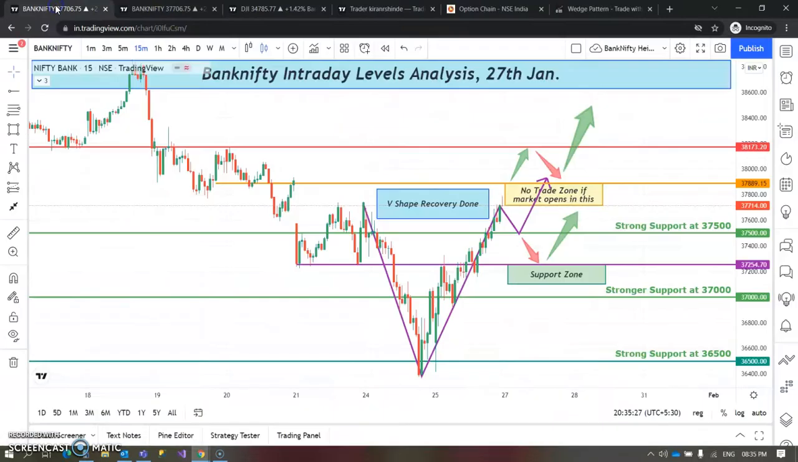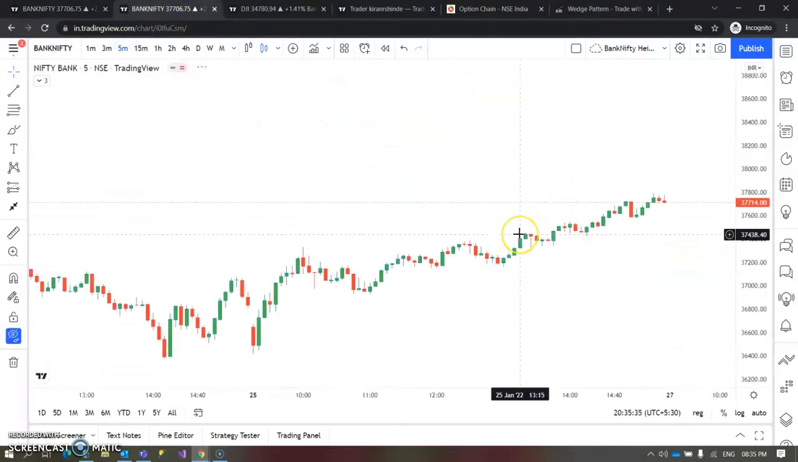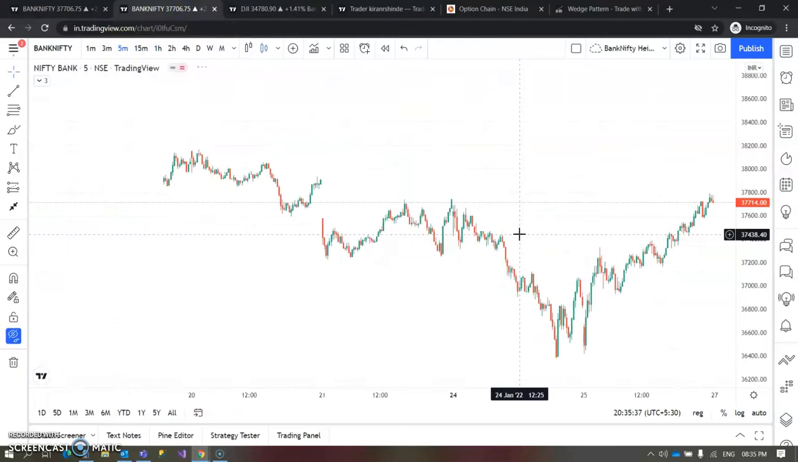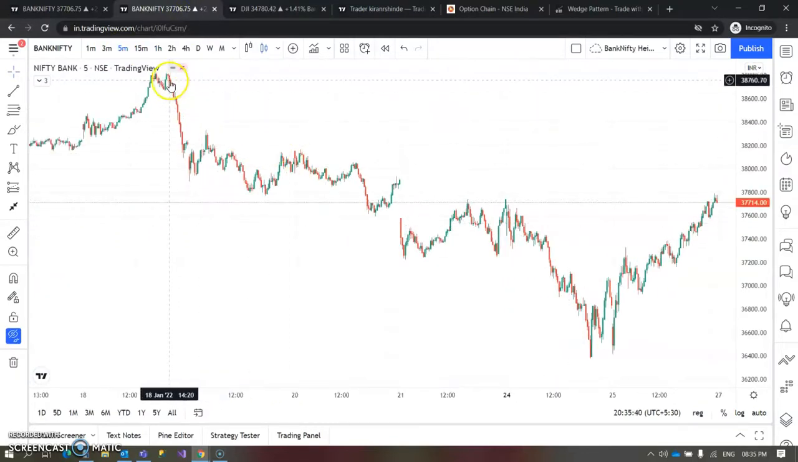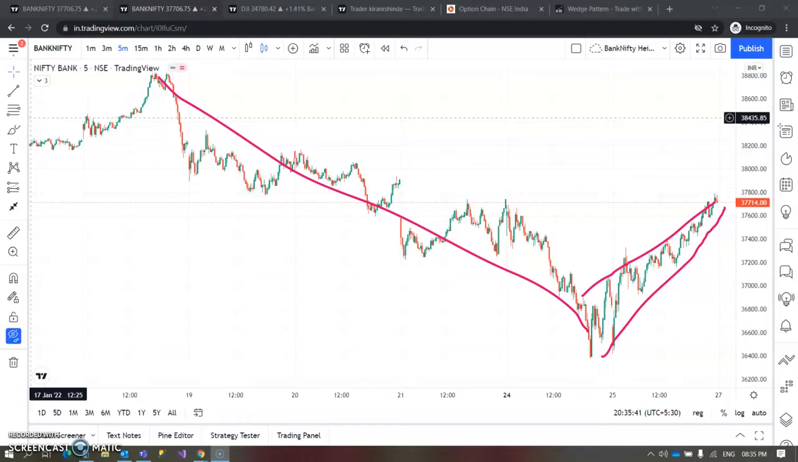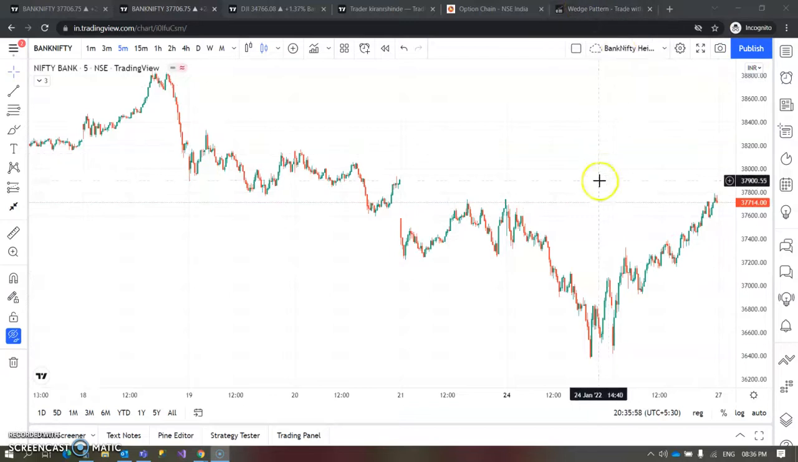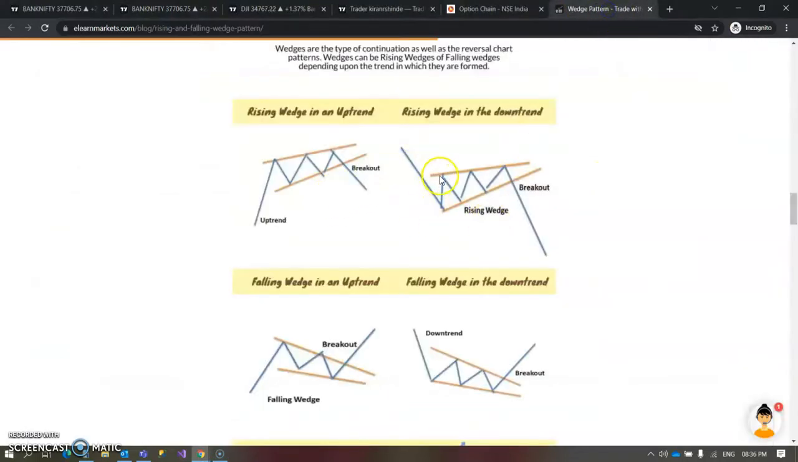Now let us see what do we have for intraday levels. Before that, let me show you one more thing. In 5 minutes time frame, what are we seeing? So if we look, this is the complete downtrend, right? This was a downtrend, and if we look at this particular thing, it's a kind of a rising wedge. Okay, so what can happen in this particular thing? Just to make you understand, for those who don't know what a wedge pattern is, this is called a wedge pattern. You can search rising wedge.